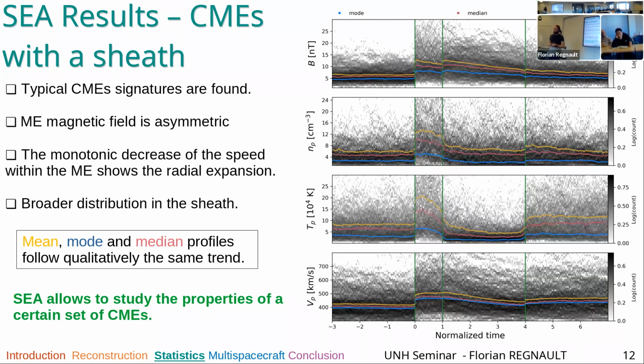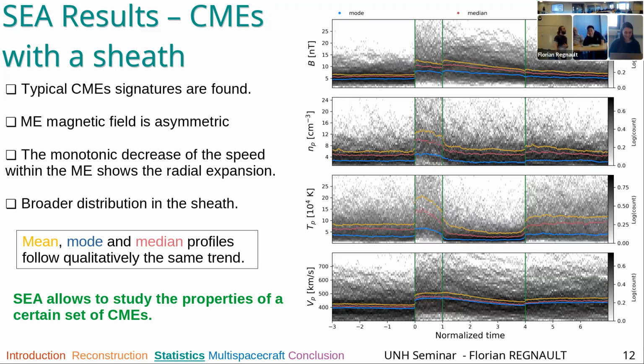Yes. The 300 or so CMEs that went into this plot, were they taken over more than one solar cycle? About 20 years. 20 years, okay. Yeah. So we have 2 solar cycles. But I'll talk about the effect of the solar cycle just after.